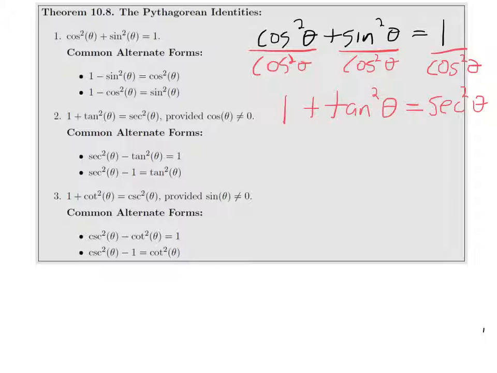Now, the common and alternate forms, the same kind of manipulation. If you move this tangent over, we'll get secant squared minus tangent squared equals 1. There it is. If you move this 1 over, we'll get tangent squared equals secant squared minus 1. There it is. You can just play around with these all day long and get different versions. In fact, how about this version? Oh, that's this version. Never mind. Okay, so that's not worth memorizing because it's just one quick step from the original, although you can memorize it.